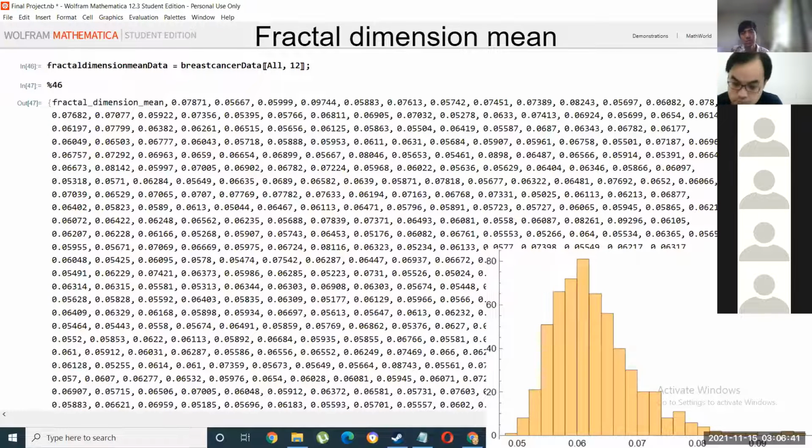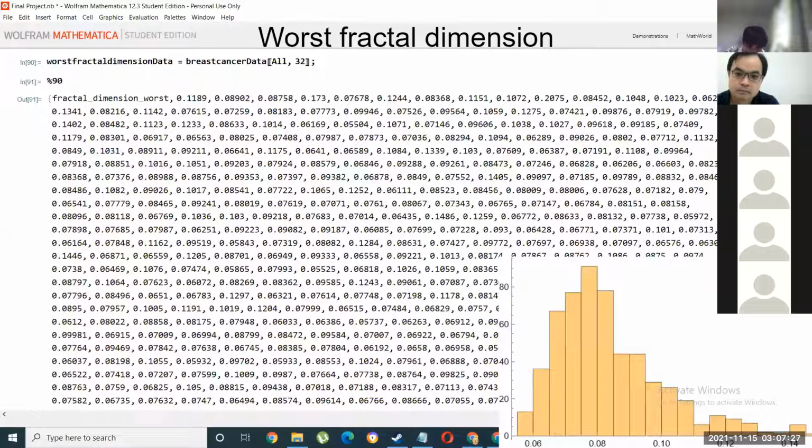Next is the fractal dimension. The fractal analysis of images of breast tissue specimens provides a numeric description of tumor growth patterns as a continuous number between 0 to 2. This number, the fractal dimension, is an objective and reproducible measure of the complexity of tissue structure in a biopsy sample. An average fractal dimension is between 0.5 to 0.8. However, the worst fractal dimension has an average between 0.81 to 2. And this is the worst fractal dimension data.